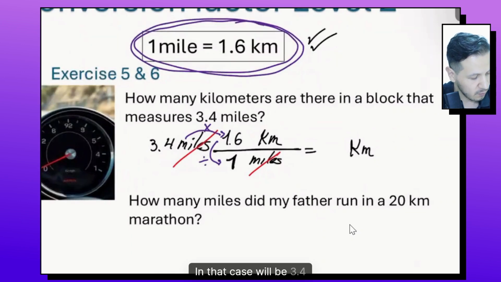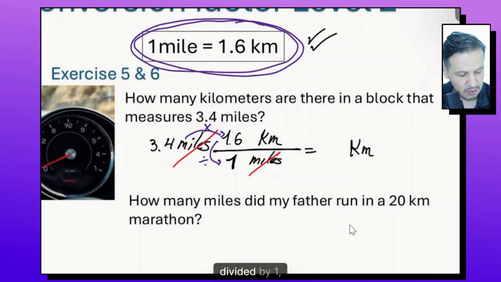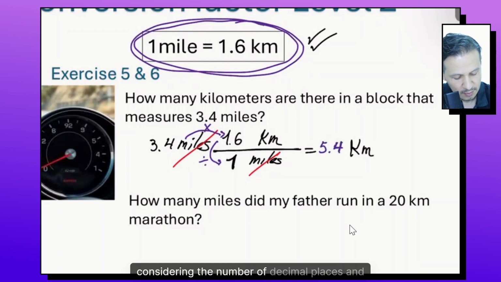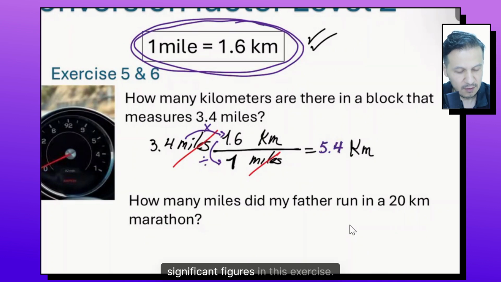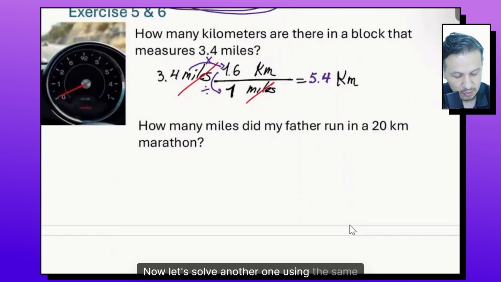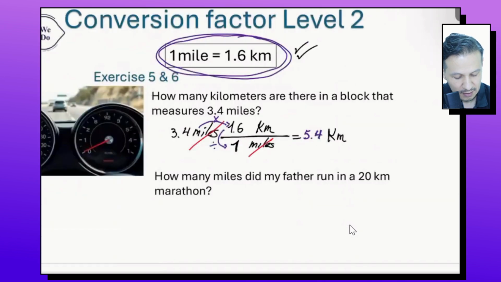In that case, it will be 3.4 times 1.6 equals 5.44 divided by 1. So I will put 5.4, considering the number of decimal places and significant figures in this exercise. This is how we solve this. Now let's solve another one using the same equivalence.